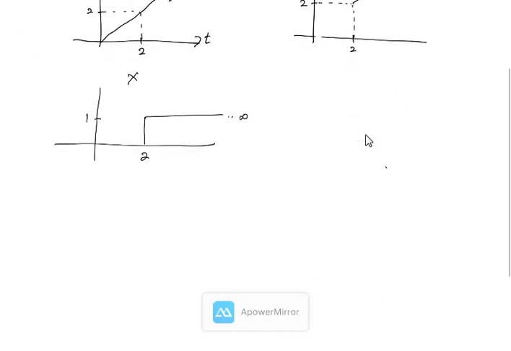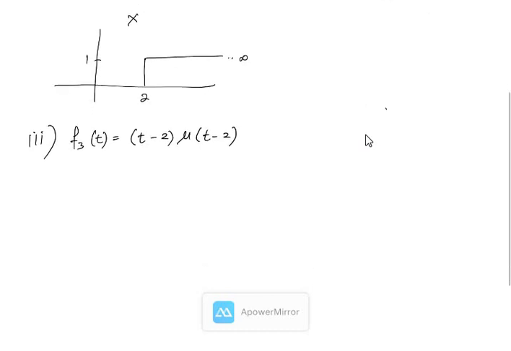Now we go to the third graph, that is f3(t) equal to t minus 2 times unit step t minus 2. So what does it mean here? With t minus 2 and unit step t minus 2, we shift everything to the right 2 units.